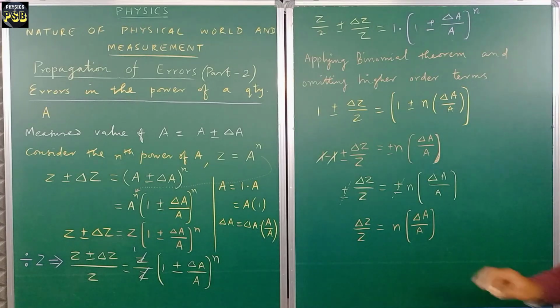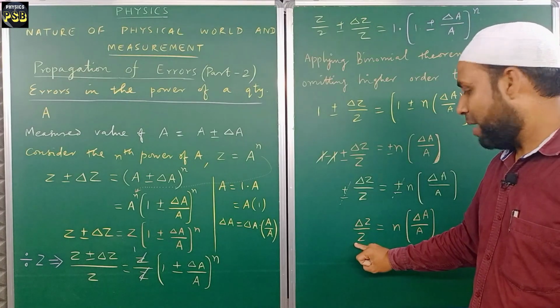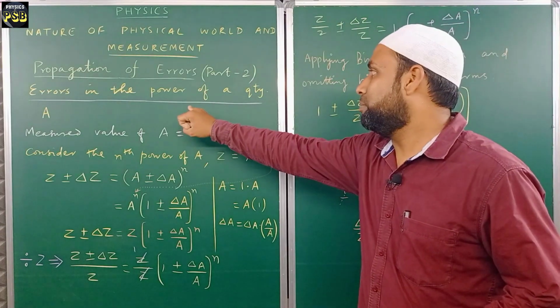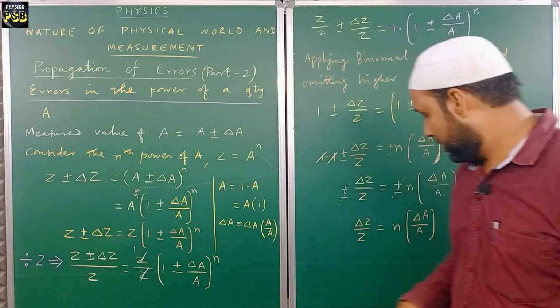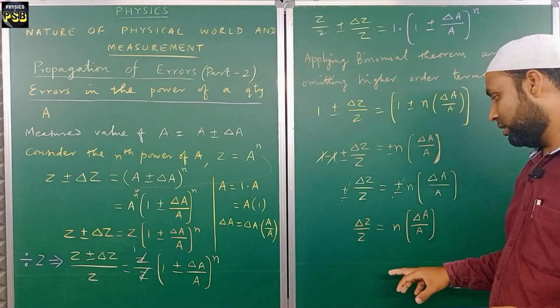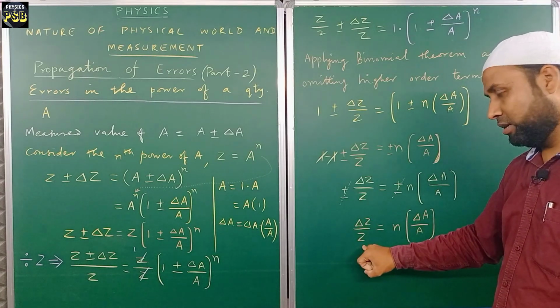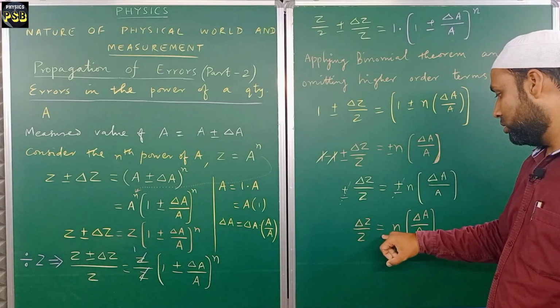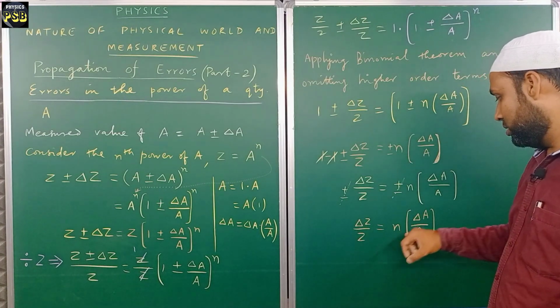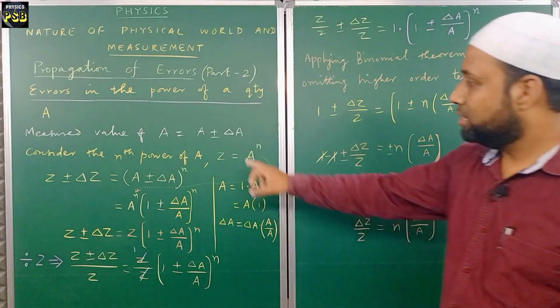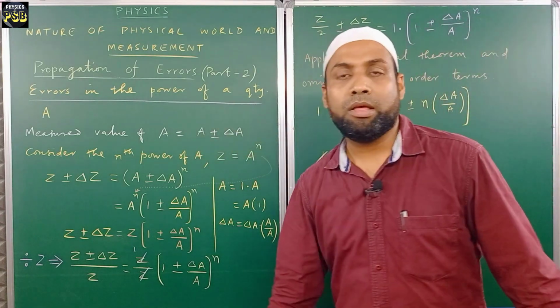Clear? Now this shows that the maximum error involved in the nth power of a given quantity is nothing but the maximum fractional error, which is equal to n times the fractional error involved in the measurement of this individual quantity A.